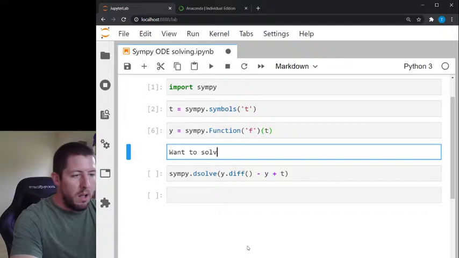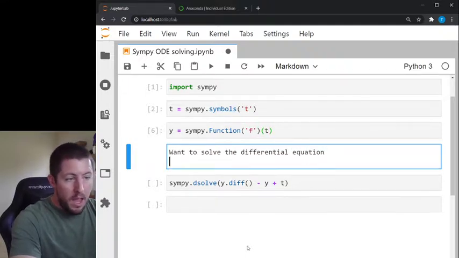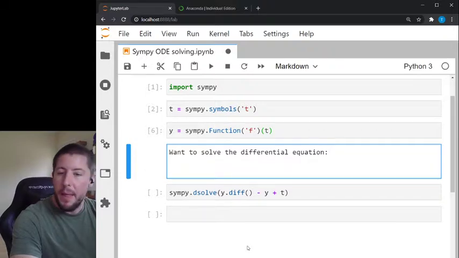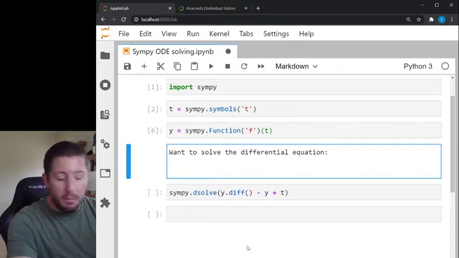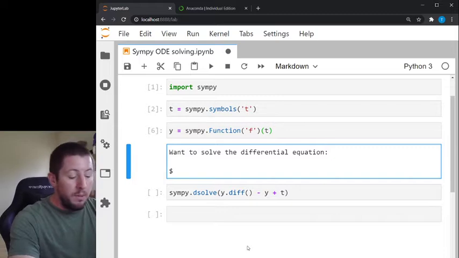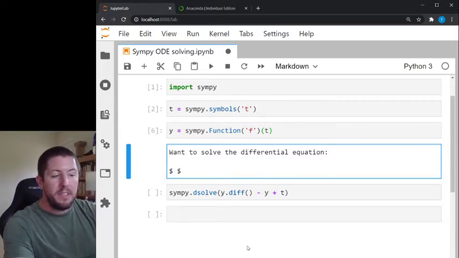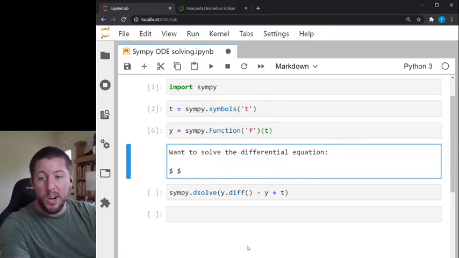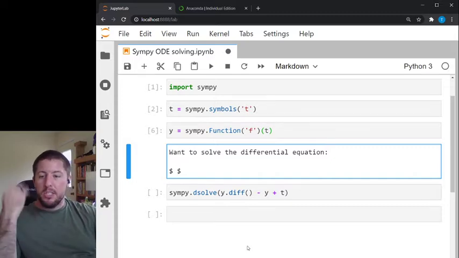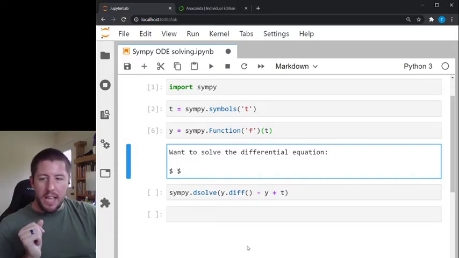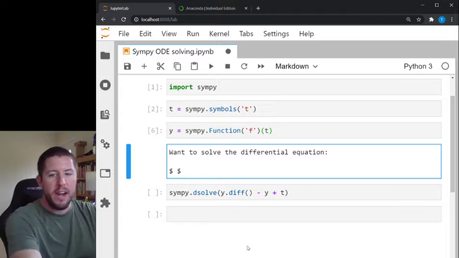We want to solve the differential equation. And what I'm going to do is type out that differential equation here, and give it a little bit of LaTeX formatting. In LaTeX, all math stuff is going to go between dollar signs. So when I use those dollar signs, that says start math mode, and then the second dollar sign says end math mode to go back to just regular text.